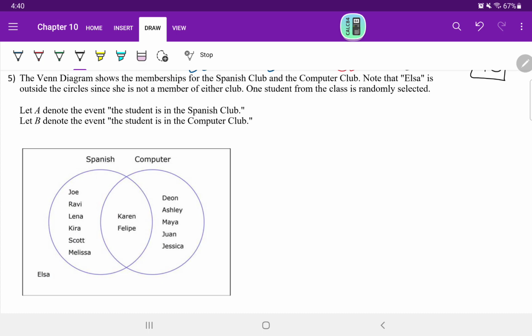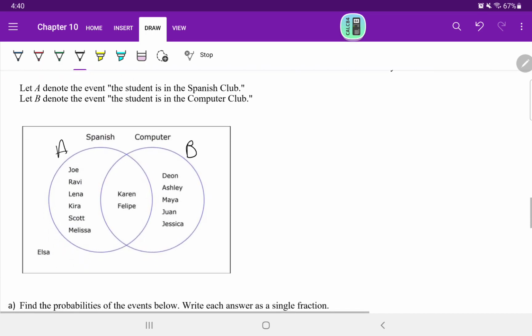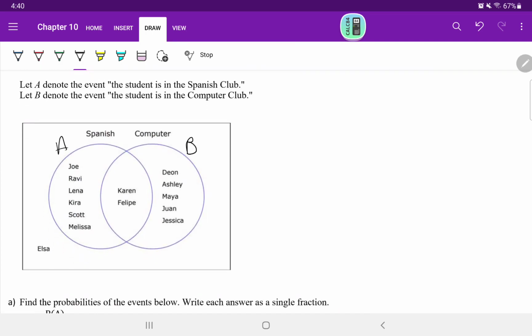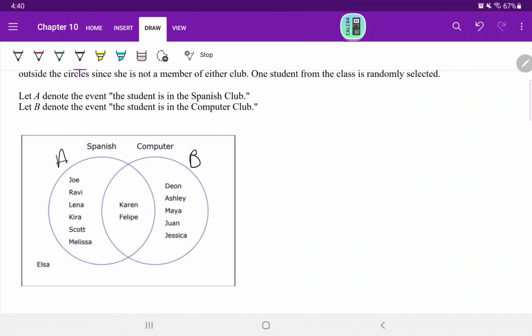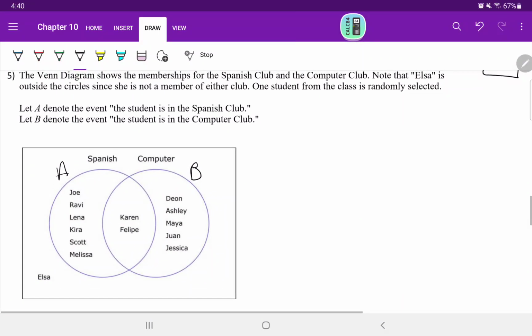Let A denote the event the student is in the Spanish club, so that's event A. And let B denote the event the student is in the computer club. Find the probabilities of the events below and write each probability as a single fraction. What I'm going to do is keep that right here, and I'm going to answer the questions on the side.